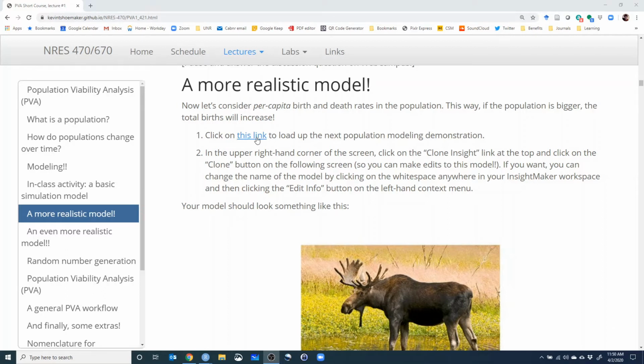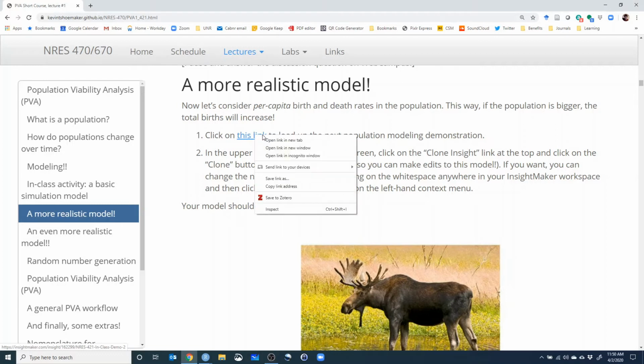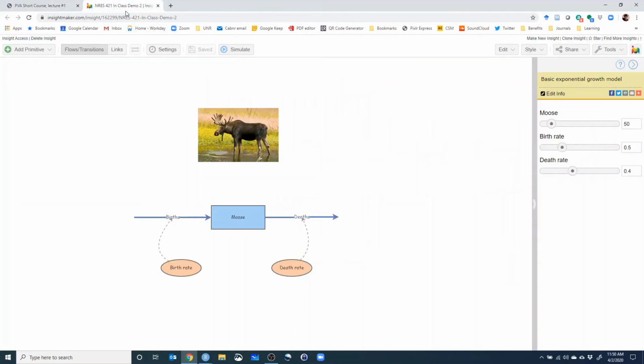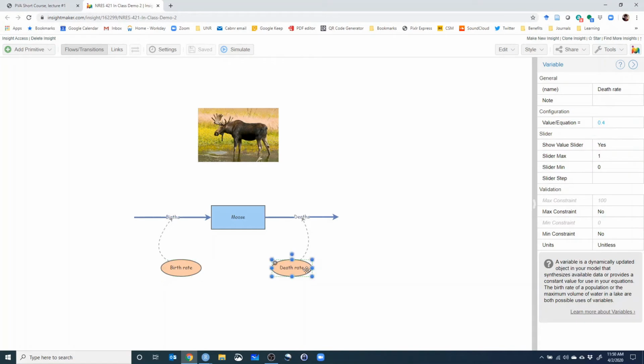All right, so click on the link to load up this model with per capita vital rates. I'll right click and open a new tab so I can go back and forth between the lecture and the Insight Maker model. And the model should look something like this. We see these variables on our workspace.